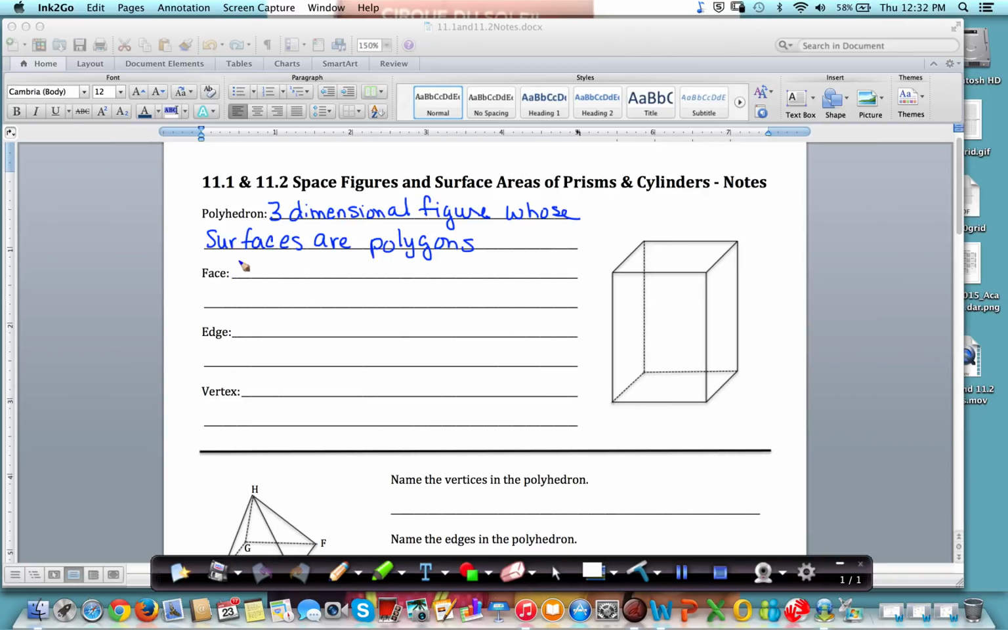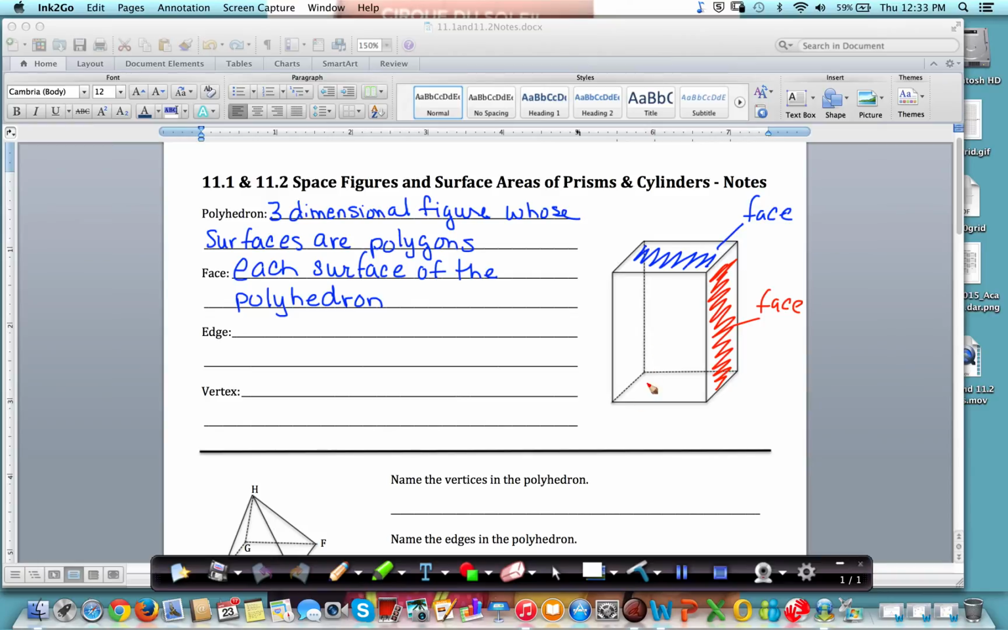So the face of a polyhedron is each surface of the polyhedron. So a face. I color in this top. That's a face. And then also, if I maybe choose a different color to make it a little more specific for you, I could color in this side. And that side is also considered a face.